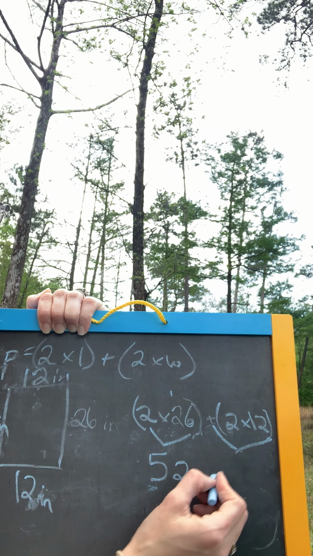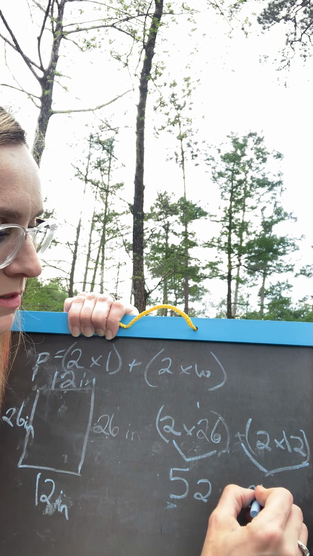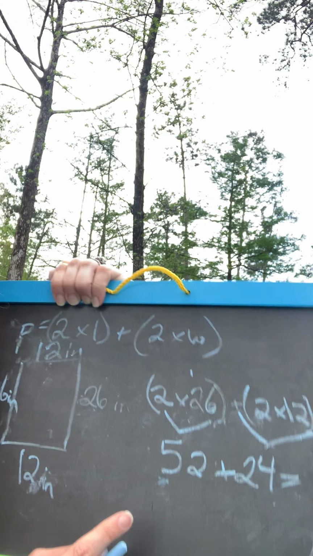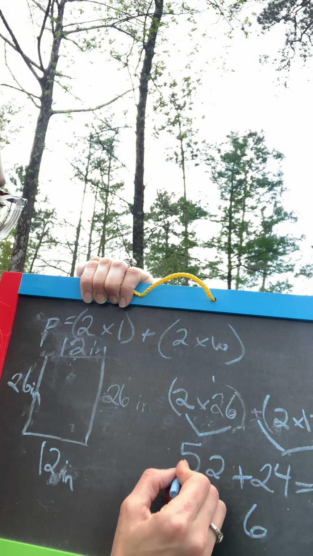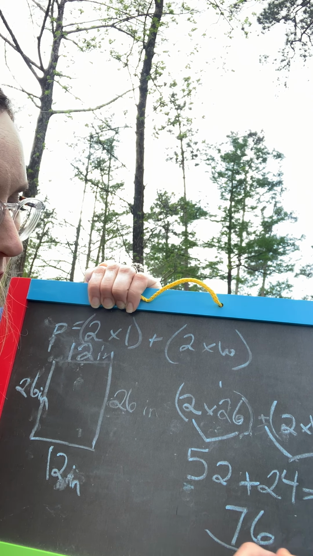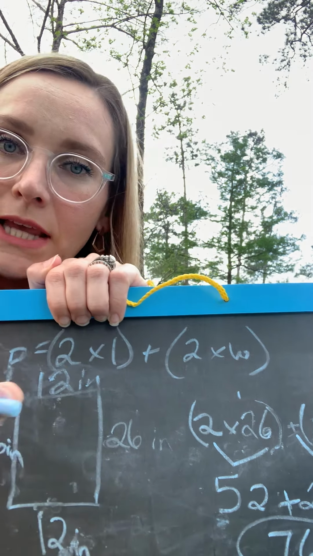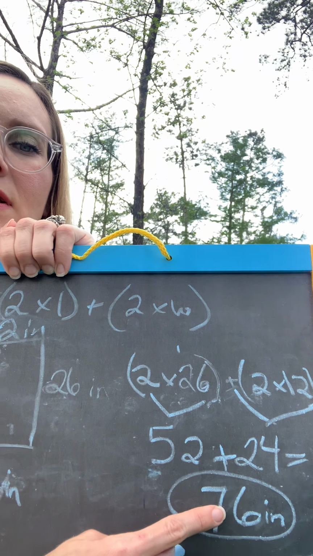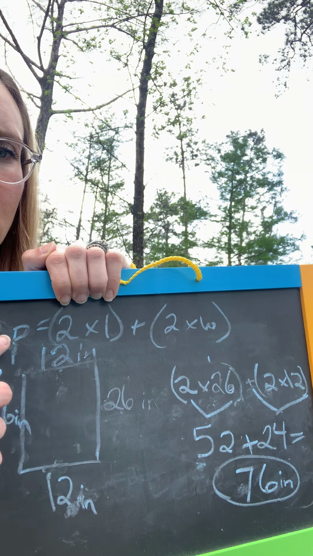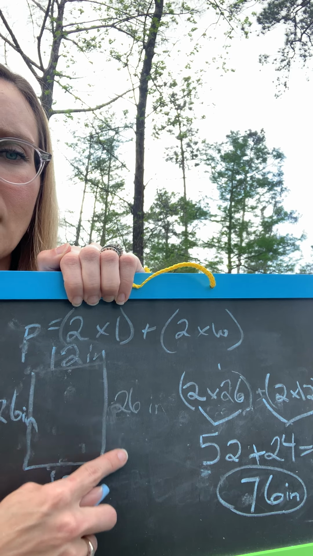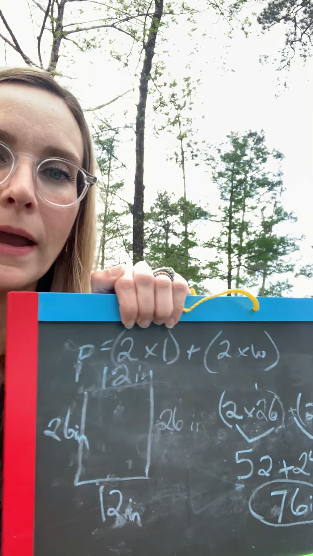Plus, I need to do these parentheses too before I do anything else. 2 times 12. What's 12 times 2? That's 24. That was much easier. Whew. I hope I did this one right. Okay, now what do I do? I add them together. 4 and 2 is 6. 5 and 2 is 7. What unit are we using? Inches. The perimeter of this rectangle, unless Miss Katie made a mistake, which I might have, is 76 inches. And this is how we found the perimeter of a rectangle. Perimeter equals 2 lengths, length and length, right? Plus 2 widths, width and width, okay?